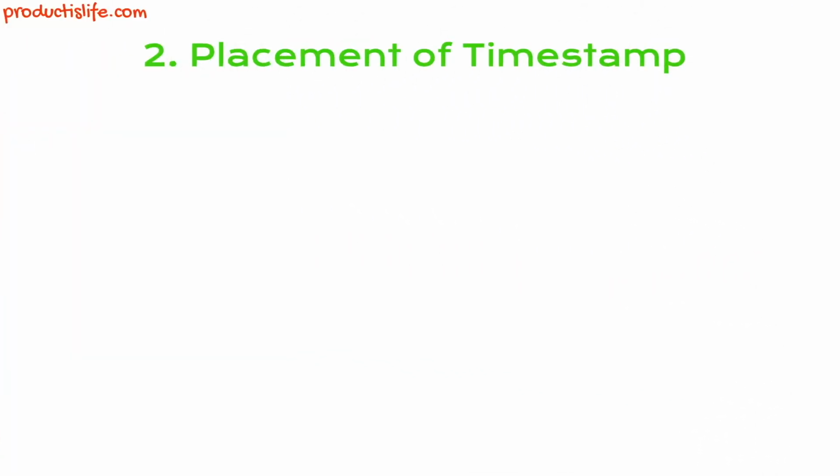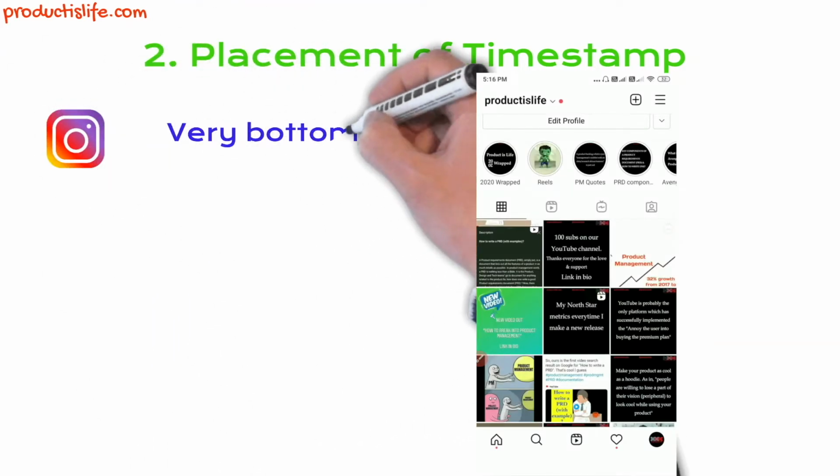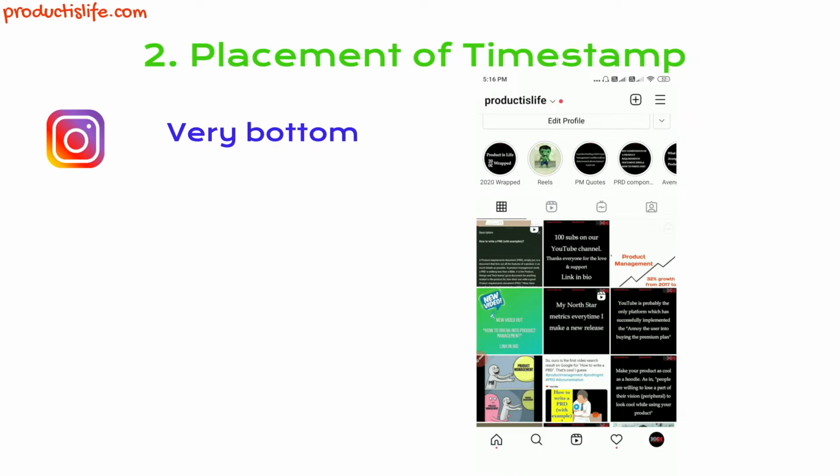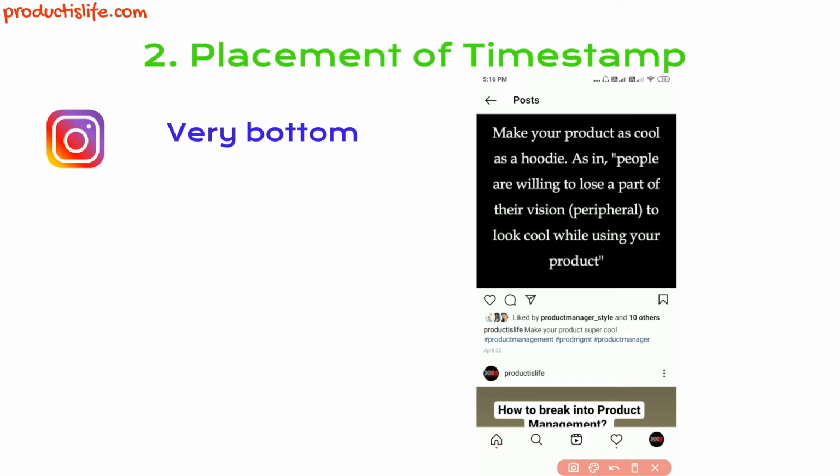Next, placement of timestamp. Instagram places the timestamp of a post at the very bottom, even after the comments box. As you can see here, the timestamp is at the bottom of the post. This again is a deviation from the unwritten rules of social media. Almost every other social media platform has the timestamp right at the top.